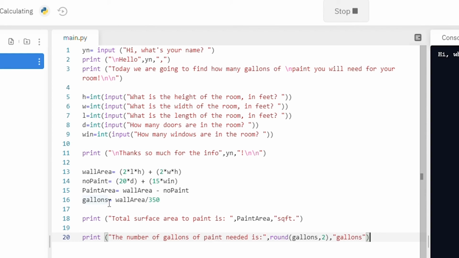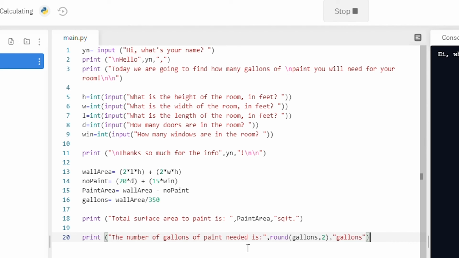Then we actually calculate the paint area, which is the wall area minus the windows and doors, which is the no paint area. After we find that out, we divide the wall area by 350 to find out how many gallons of paint we're going to need. The 350 is the volume of the gallon of paint. So the total surface area that's going to be painted is the paint area, which is what we calculated with the wall area minus the no paint area.